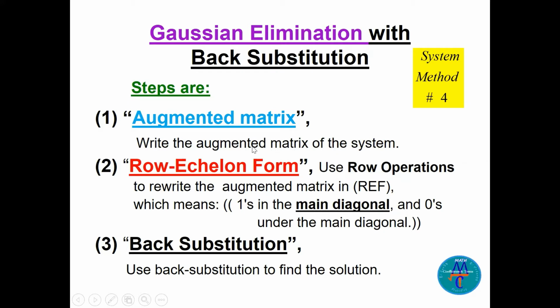And then we have to use row operations. Here it says use row operations to change the augmented matrix into row echelon form. Row echelon form means we make ones in the main diagonal, we will see that now, and zeros under the main diagonal. We have to change these numbers. I will show you many examples now. When we finish, we use back substitution to find the final solution.